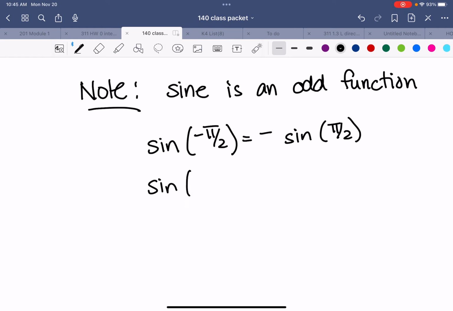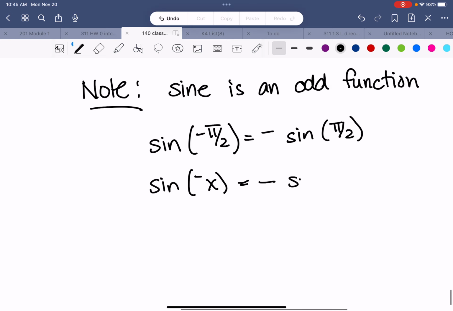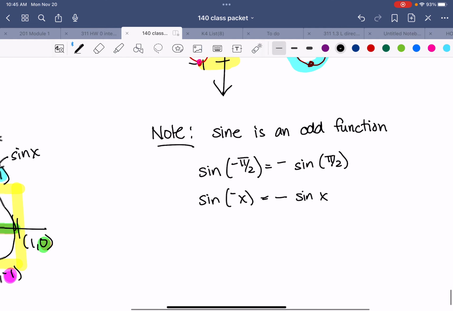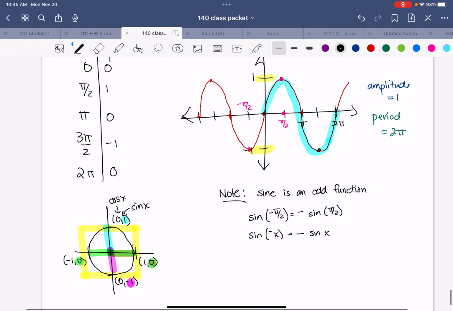So the definition to show that something's odd, we would say this: the sine of negative x is equal to the opposite of the sine of x. It almost looks like you can kind of pull that sign out. The algebra doesn't work that way, but because it's an odd function, it does. Okay, and that's our sine function. So next, we want to go ahead and graph our cosine.